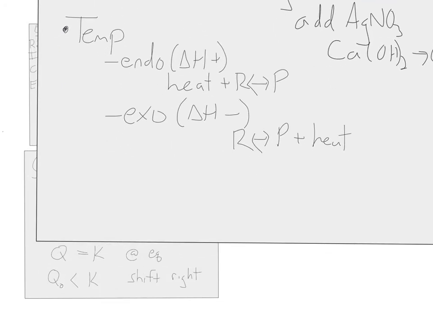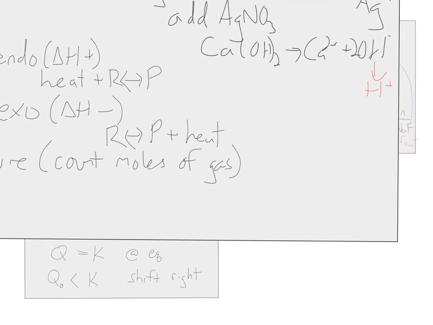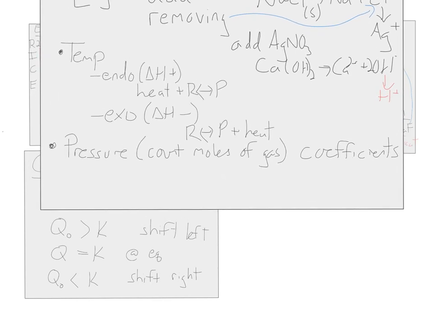A couple more here. The next one is pressure scenarios. If we had pressure changes, we need to count the moles of gas. And when we do that, what we're really talking about here is counting the coefficients on the products and reactant side. Okay, counting the coefficients. Because then we know how the system will shift.